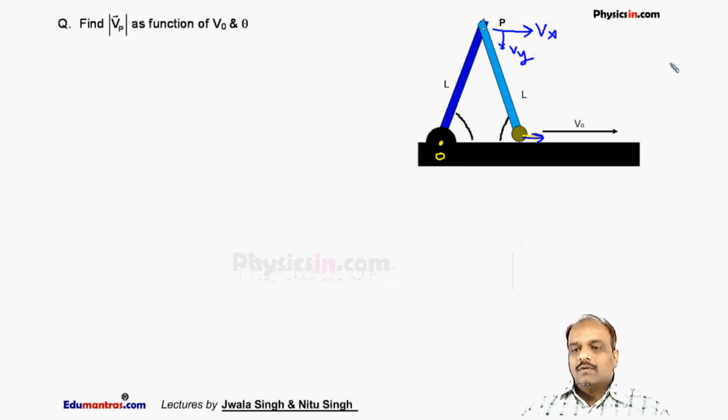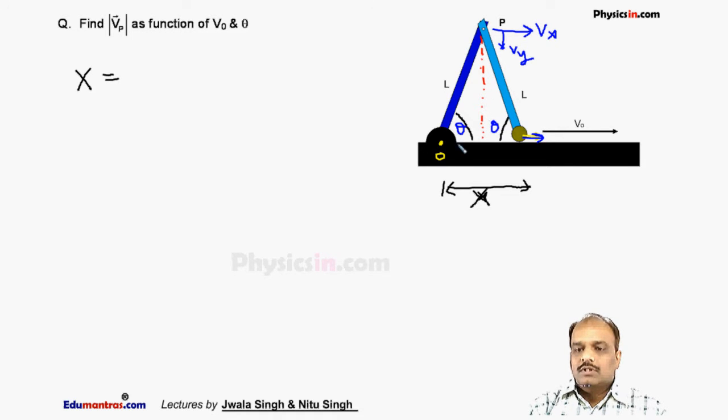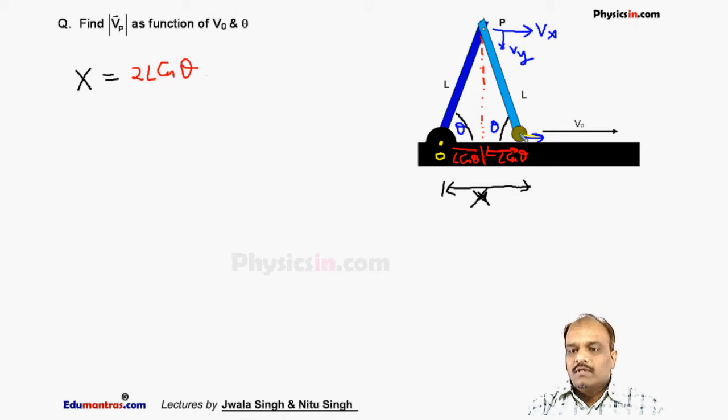Now we can solve it like this. Let the separation between O and P be capital X. If this angle is theta, this is also theta because this is an isosceles triangle, and now this length is L cos theta, and this is also L cos theta. So I can say the total x is actually 2L cos theta. This is the separation between O and P.